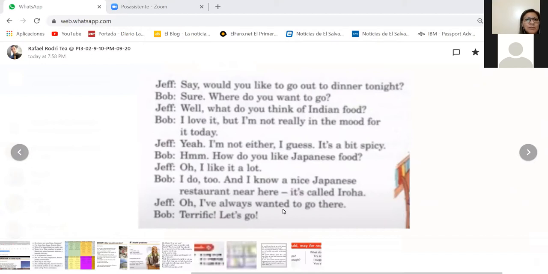I've always wanted to go there. Ah, casi. Wanted to. Ay, no, es que está muy difícil. No, nada difícil. I've always wanted to go there. No, ay, es que siempre casi. Se me sale el tú. A ver, Vane. Wanted to.